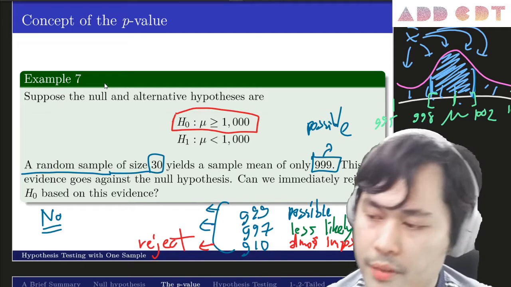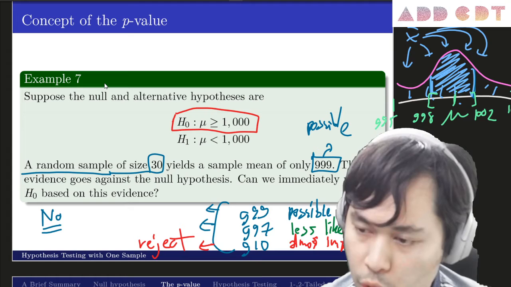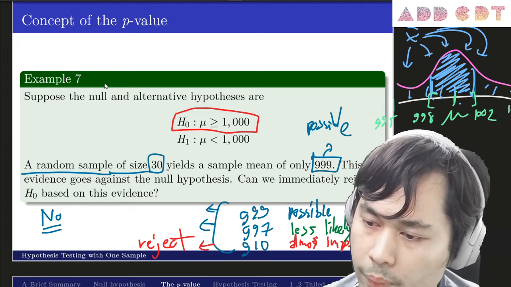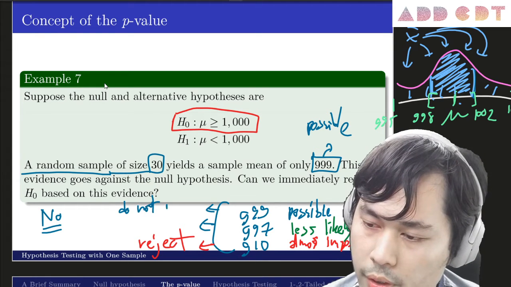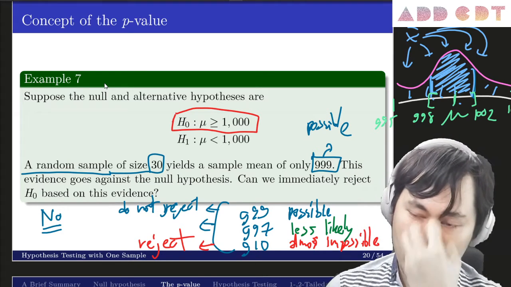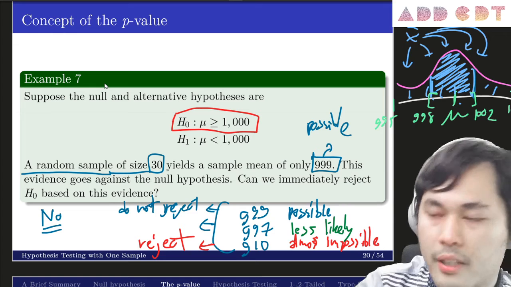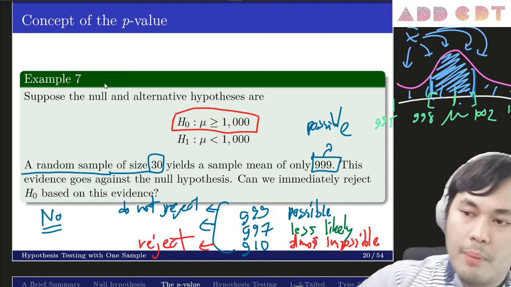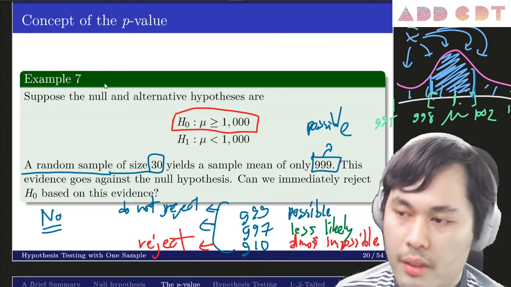For other values, then, like this one, we should say it's possible, so we do not reject. So even though it is less than 1,000, we still believe that our hypothesis is still true.